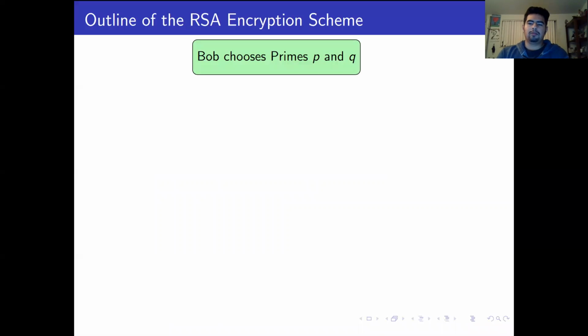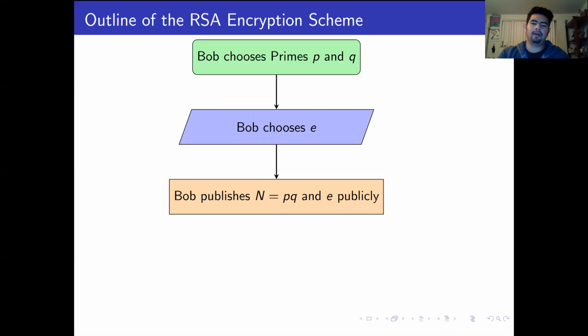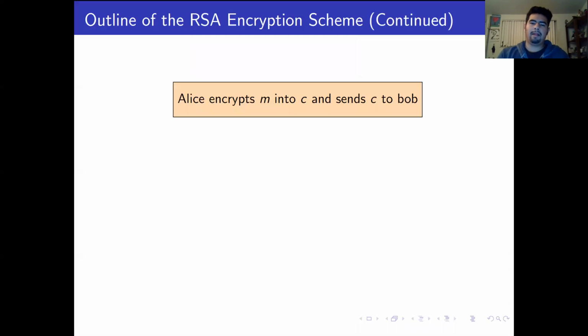We'll consider two parties that are using the RSA encryption scheme, Bob and Alice, and this is just a brief overview of what to expect in the following slides. First, Bob chooses his prime numbers P and Q. He then chooses his encryption exponent E. He then publishes his N, which is just the product of P and Q, and his exponent E, which are available to the public. Next, Alice chooses her plaintext M, which is the information she wants Bob to be able to decrypt. Then Alice encrypts M into C and sends that C to Bob.